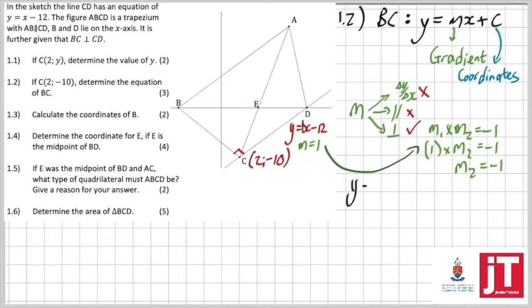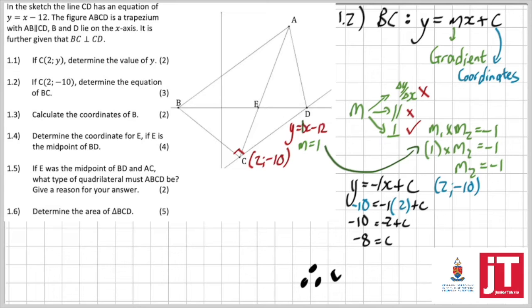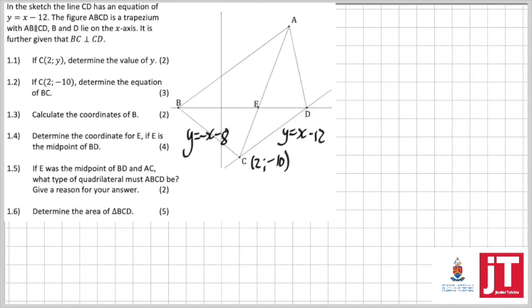Going further, I'm going to substitute my set of coordinates (2, -10) in, and I'm going to calculate c. So my c value is -8, which means that my equation is y equal to -x minus 8. As easy as that. What I'm going to do is, as soon as I've got something, I fill it in on my sketch. Because I don't know where I'm going to use it next.